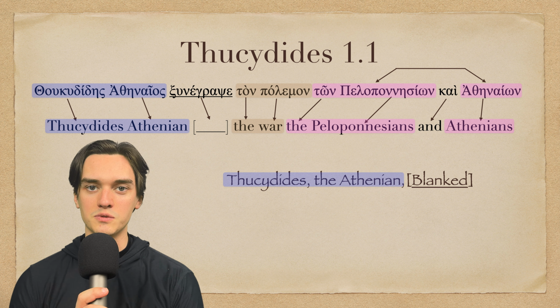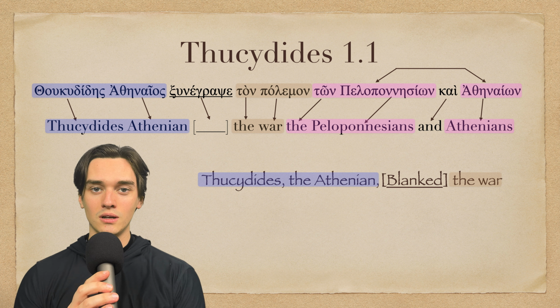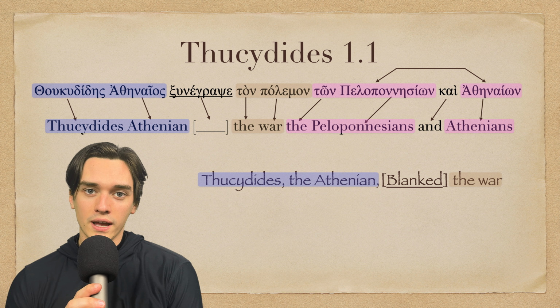Next, let's look at our nominatives for our subjects. Here we have Thucydides Athenaios. When we put all of that together, we get Thucydides the Athenian blanked. Next, let's look at our accusative, ton Polemon. Since it's accusative, it's probably a direct object, so let's put it right after the verb.